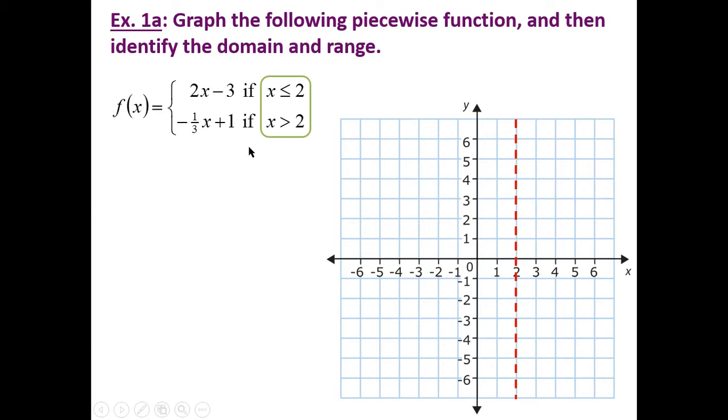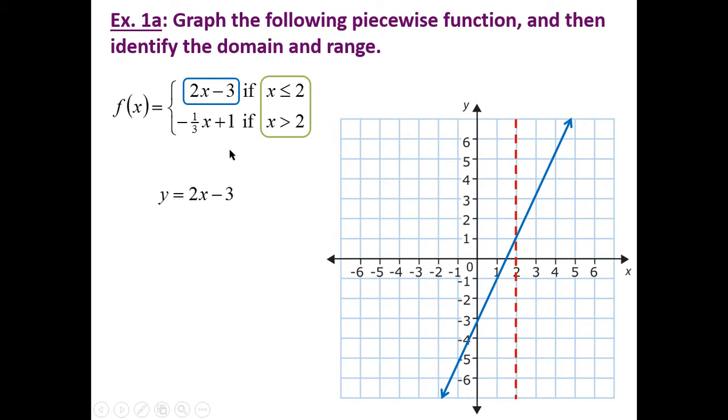So for the top part, 2x minus 3, the way you should think about that is as a line in slope-intercept form, y equals 2x minus 3. And since we've done graphing in the past, you know that that's a line that has a y-intercept of negative 3 and a slope of 2. So we can draw that line on our graph.